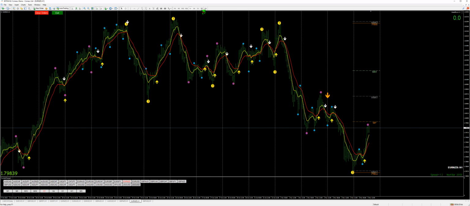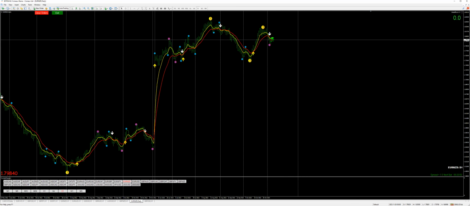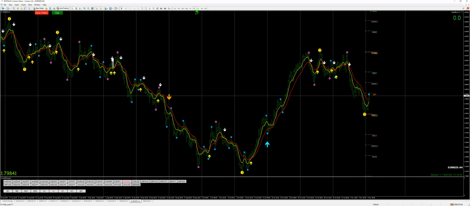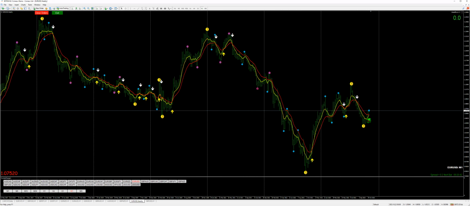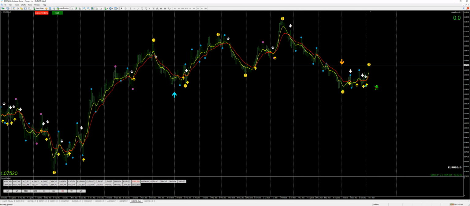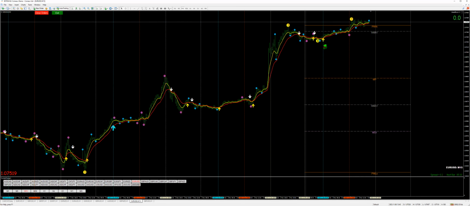Euro New Zealand. Weekly, there is no trend. Daily is a short. 4 hour, no trend. Leave it alone. Euro dollar. Weekly, no trend. Daily, bullish. 4 hour, bullish. So this is a 15-minute trade. For our purposes, the trade was here, and that's 8 pips. Didn't give you much.